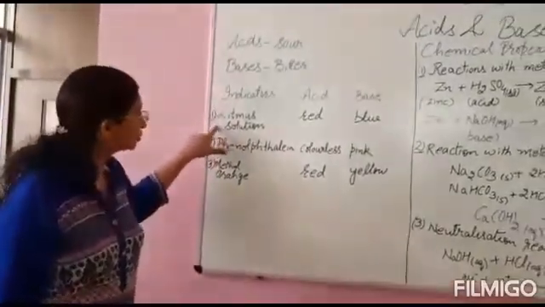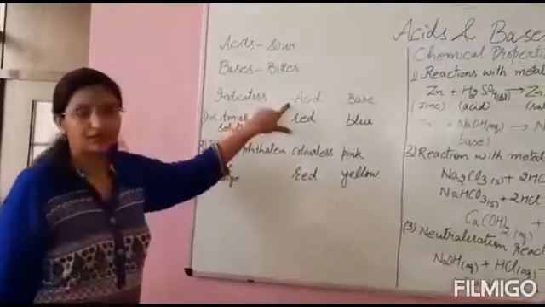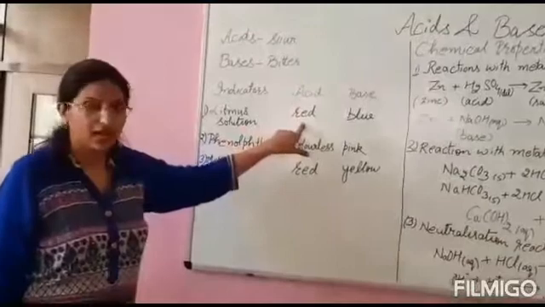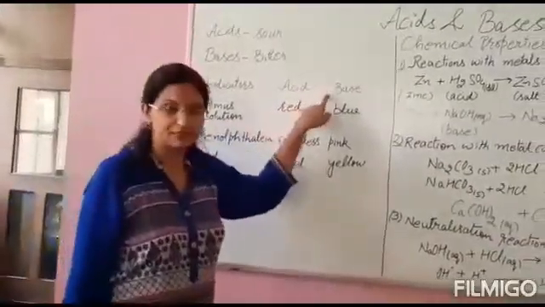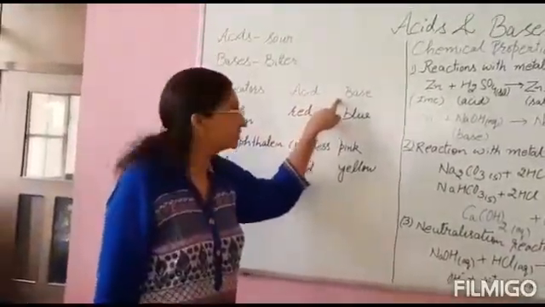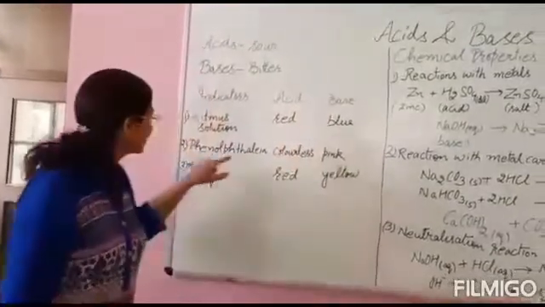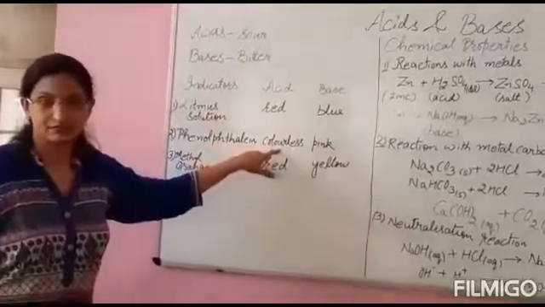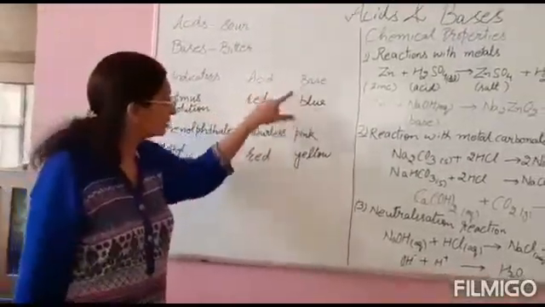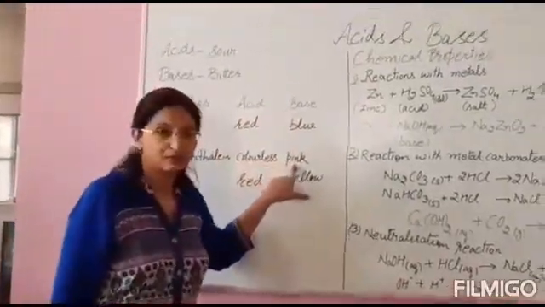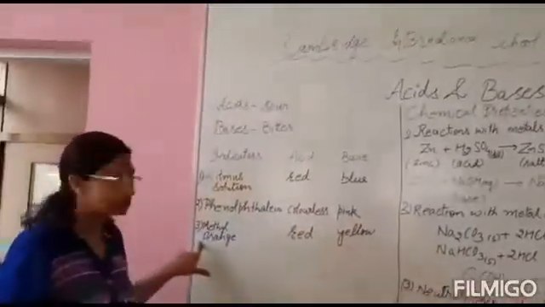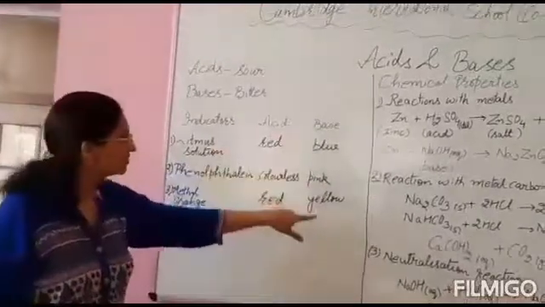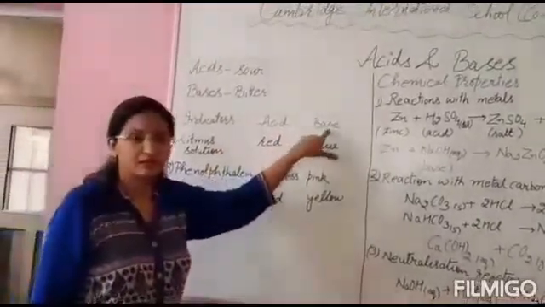With litmus solution, if a given substance is an acid, then the blue litmus is turned red. And if a given substance is a base, then the red litmus is turned blue. In case of phenolphthalein, with acid, it remains colorless, but in the presence of base, it turns pink. And methyl orange gives red color when it reacts with an acid and yellow color when it reacts with a base.